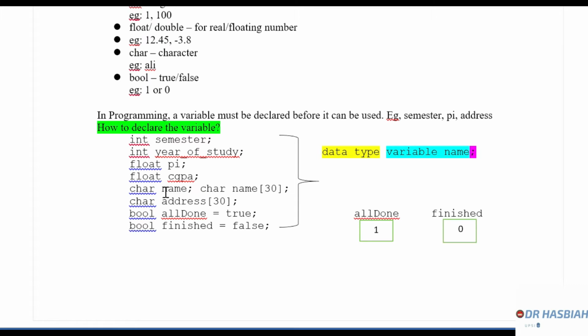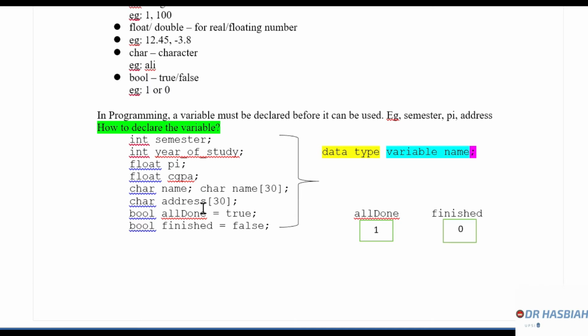But what is the difference between char name here and then char name 30, and then semicolon? If you declare just char name, and you want to input the name, let's say Ali, it will accept only the first character, because this is only for one size. But if you put char name 30, it will accept until 29 characters. So it depends on the length of your name. Let's say the length of your name is 29, so you can put an extra one here, becomes 30, right? Same goes to address here. Let's say your address 30 here, char also, so you can input your address until 29 characters here.